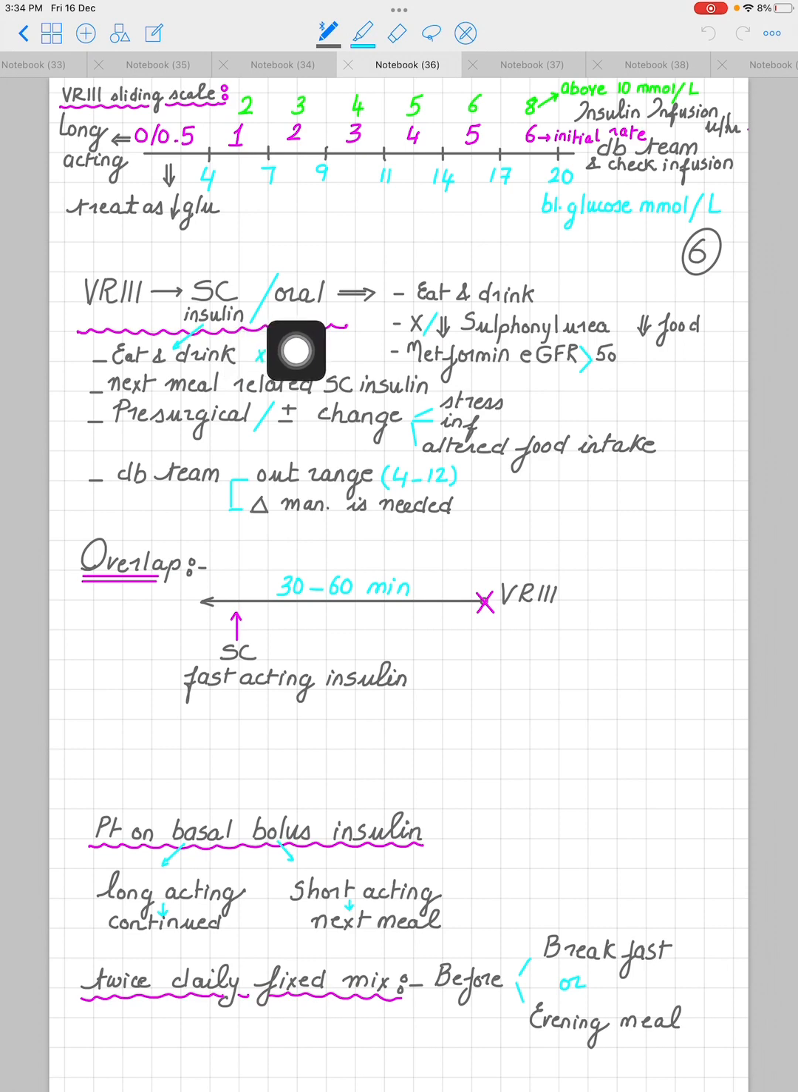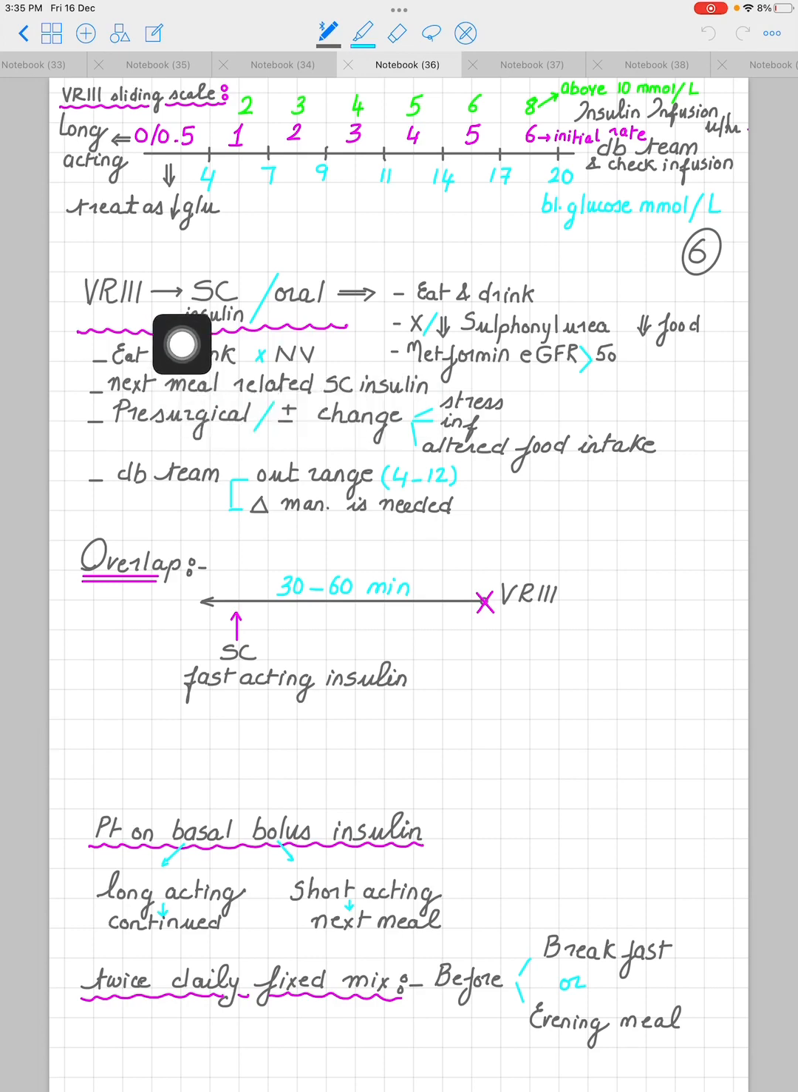In case we are transferring from the variable rate intravenous insulin infusion to the subcutaneous insulin or the oral treatment, how do we do it? In case we are restarting oral hypoglycemic medication, we have to recommence the oral hypoglycemic agents once the patient is ready to eat and drink. Be prepared to withhold or reduce the sulfonylurea if food intake is likely to be reduced. Metformin should only be recommenced if estimated glomerular filtration rate is more than 50 milliliter per minute per 1.73 square meter.